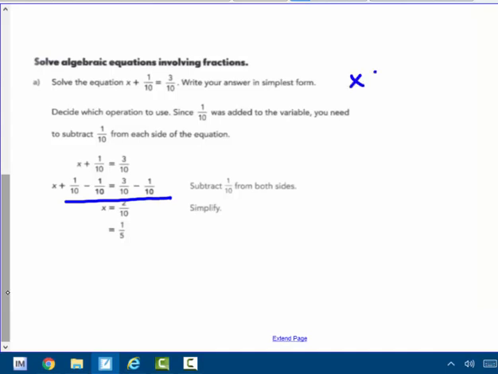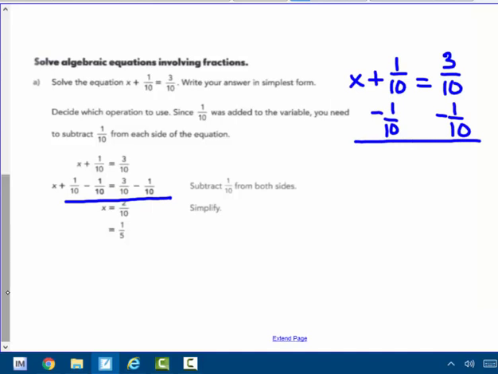When we do it, we're going to do it vertically, not horizontally. So this is what it's going to look like. Subtract 1/10 from both sides of the equation. Both sides of the equation. Remember, we've got to keep the balance. So here's our fulcrum. We're keeping this balance. When we subtract 1/10 from both sides, I cancel them because opposites make 0.